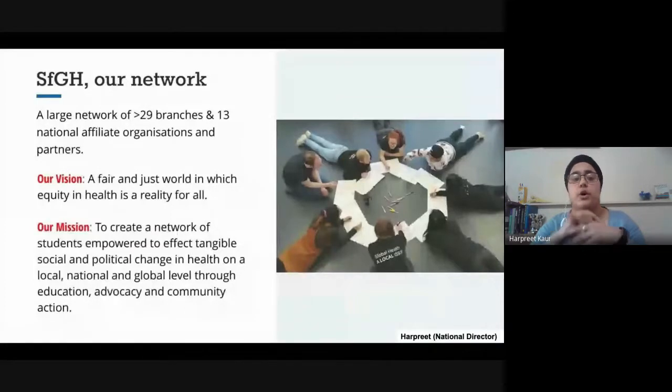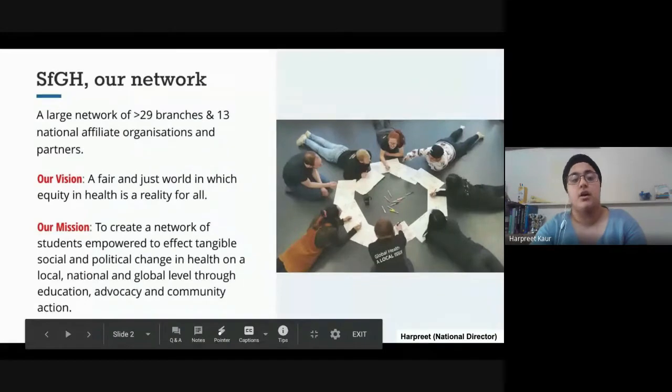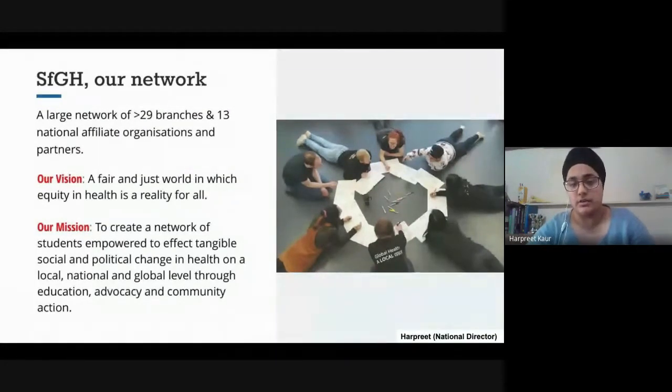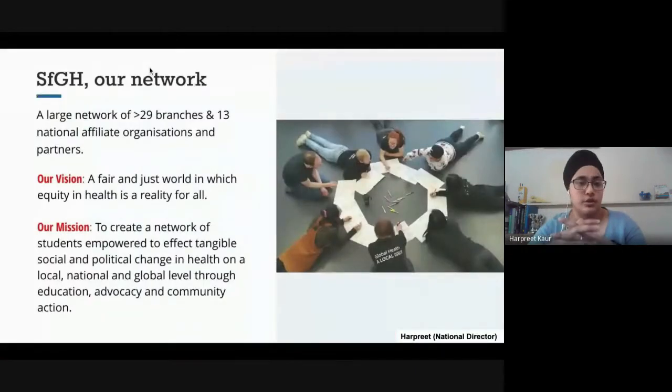And the way in which we're hoping to do this is outlined in our mission, which is to create a network of students empowered to effect tangible social and political change in health on a local, national, and global level through education, advocacy, and community action. So these are the three pillars you would probably have heard of many times: education, advocacy, and action. And that also forms a really good part of our organizational structure, which is the next slide.